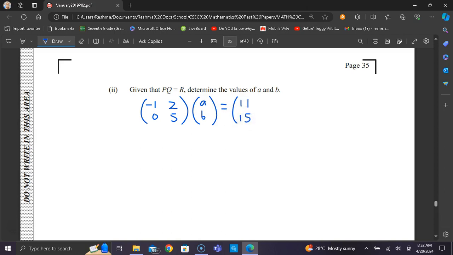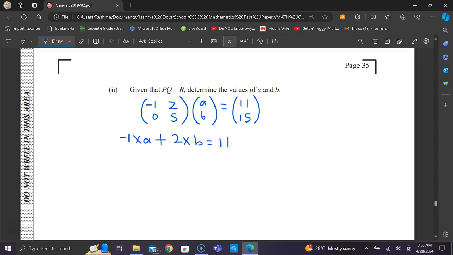So when you're multiplying two matrices together, you multiply row by column. So in matrix P, we have 2 rows. So it'll be row 1 by column 1, because there's just 1 column in matrix Q, and then row 2 by column 1. So let's multiply row 1 by column 1. So that will be -1 times A plus 2 times B. And that will be equal to the first number in matrix R, which is 11.